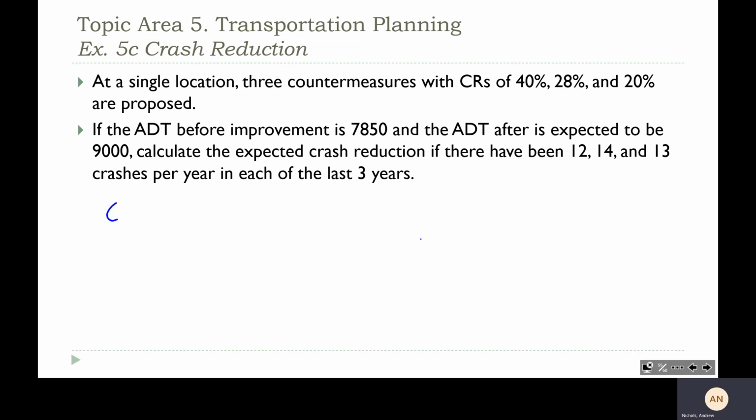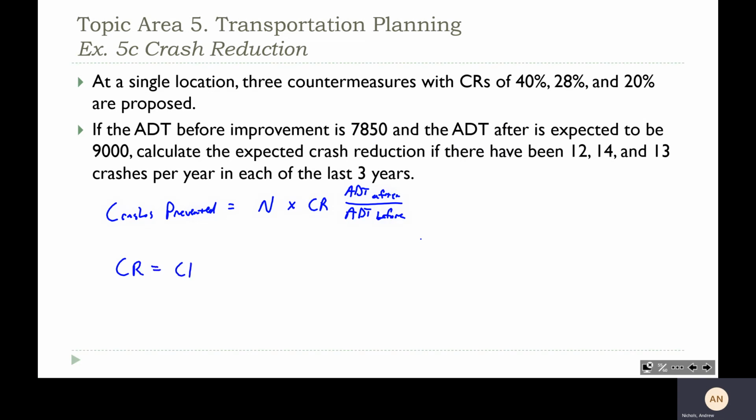So we can calculate crashes prevented. This is the equation given, equal to N times CR times ADT after over ADT before. So the first thing we need to do is calculate this combined crash reduction factor.